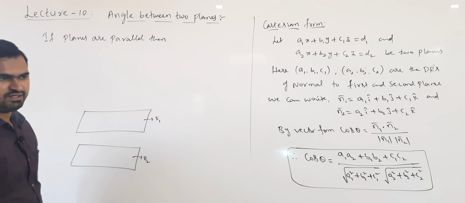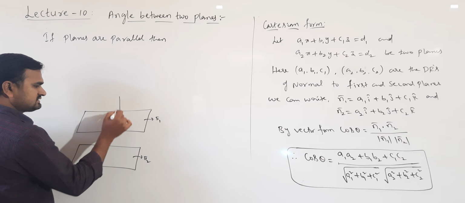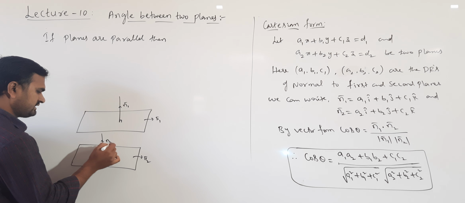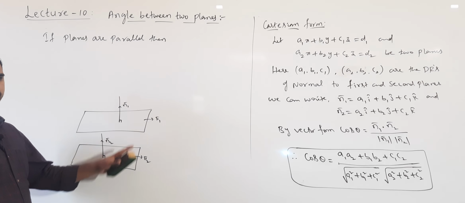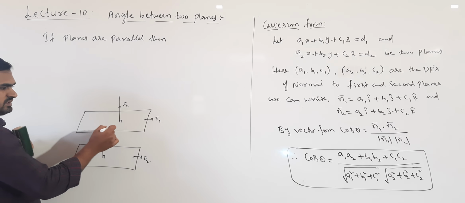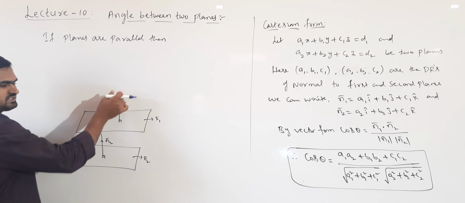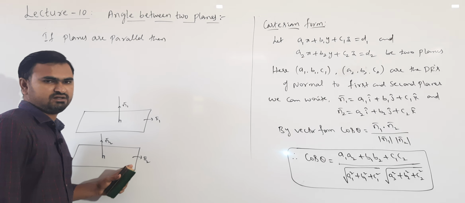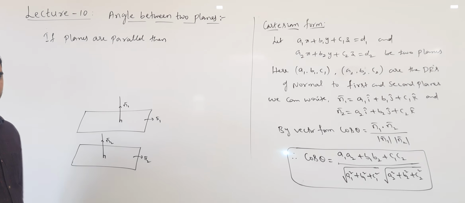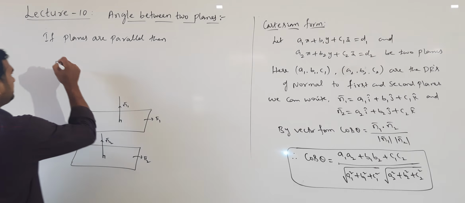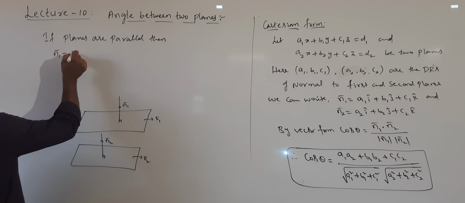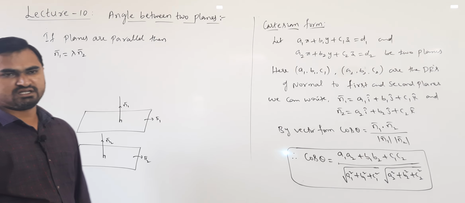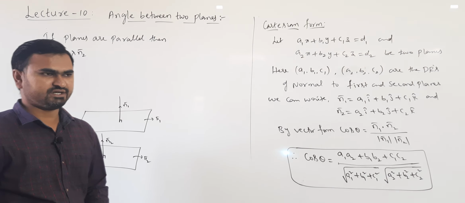Now when two planes are parallel, what about their normal vectors? This is the normal to the first plane, n1 bar, and this is the normal to the second plane, n2 bar. When two planes are parallel, their normal vectors are also parallel. So n2 bar is also in the same direction. Normal vectors are parallel means I can write n1 bar as some lambda times n2 bar. This is in vector form.